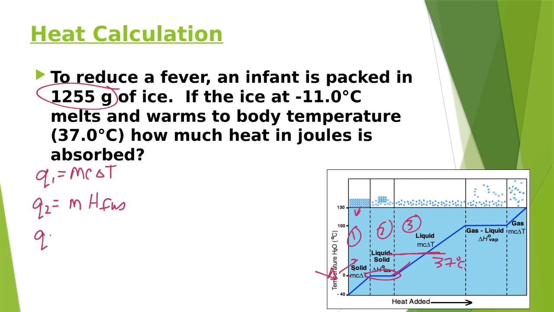Then in Q3, it is now in liquid form. So we're now back to an mc delta T calculation, and we're bringing up the temperature of that water from 0 degrees C up to 37 degrees C around there. And be mindful that the specific heat capacity of water in the liquid state is not the same as the specific heat capacity of ice, or water in the solid state. So make sure you go into your data booklet and look up those values.